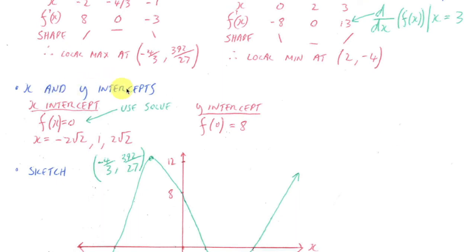X and y intercepts. So for the x-intercept, y is equal to 0, so that will spit out x equaling these values here. For the y-intercept, simply substitute x = 0 into f(x), and that gives us an 8.